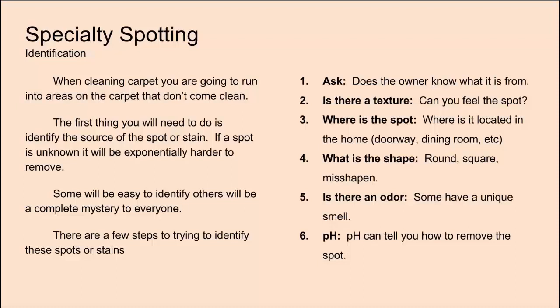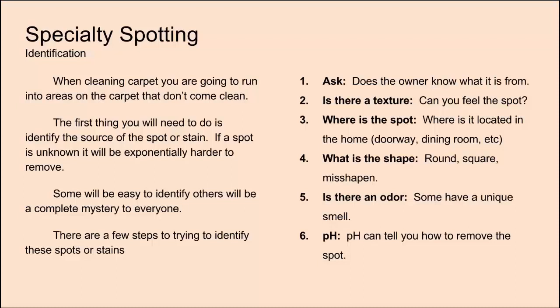So it could be any number of different shapes. If it's a square, it's probably what's called a furniture stain. They moved a piece of furniture that had gotten wet at one time and it left a square mark. Is there an odor? Is there a unique smell to it? A lot of things will just have a specific smell and you'll get to know those smells. We call this the sniff test.